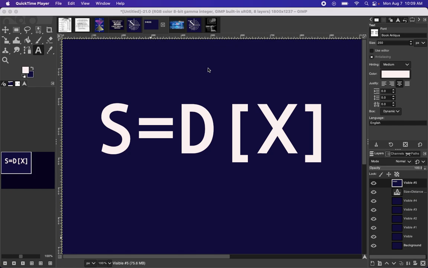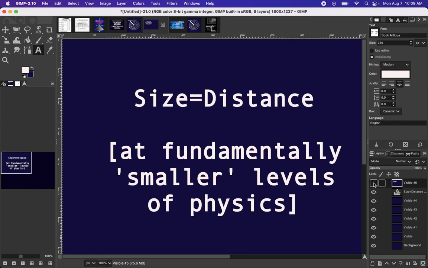In this video, I wanted to talk about my principle or shorthand. It's not actually a mathematical equation: S equals dx. This is just my shorthand for the core principle of superspace theory, that size equals distance at fundamentally smaller levels of physics. So size equals distance is the core concept, and it applies to the subatomic level of physics.